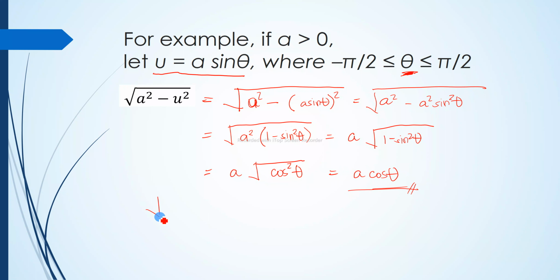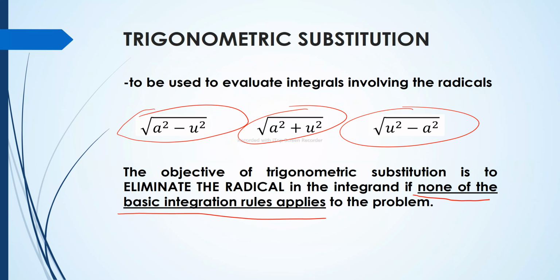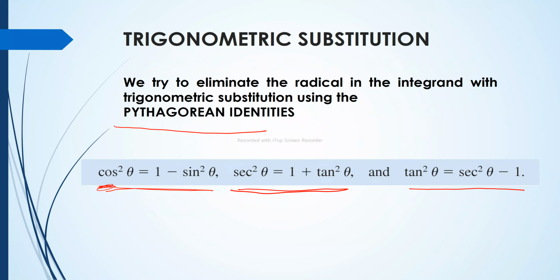So if we have a differential equation in the form square root of a squared minus u squared, provided that other basic integration rules cannot be applied or cannot be used, that is just equal to a cosine theta. And that is the first case in our three radicals here.